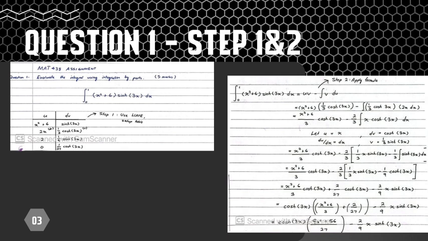Using LIATE, in this case, algebra comes first. So x squared plus 6 we let be u, while hyperbolic sine 3x dx is represented by dv. For u, you have to differentiate it, so u becomes du, while for dv you have to integrate, so dv becomes v. From u equals x squared plus 6, differentiating gives 2x. For dv equals hyperbolic sine 3x, integrating gives 1 over 3 cosh 3x.